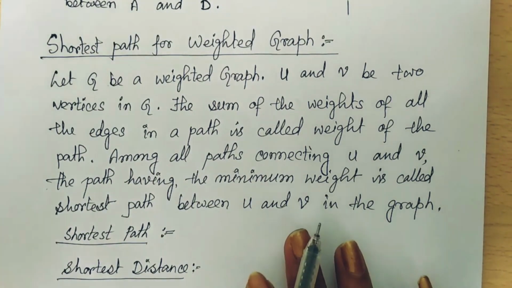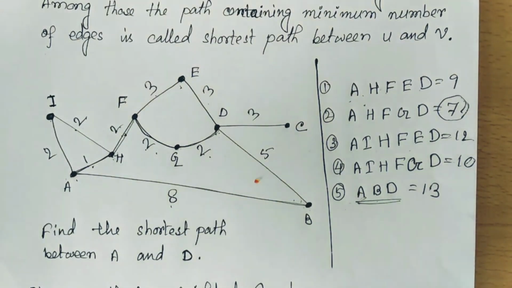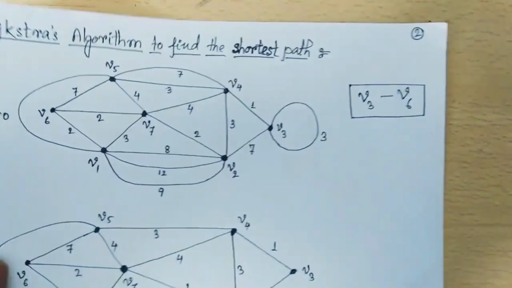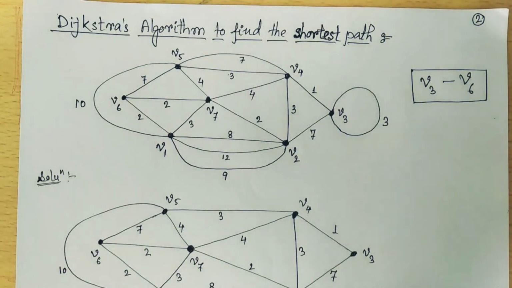So here we will find that in between two vertices there may be more than one path. If there are so many paths, finding which one is the shortest is very tedious. So for that we have an algorithm by which we can directly find exactly the shortest path only. This algorithm is named Dijkstra's algorithm. So Dijkstra's algorithm to find the shortest path.